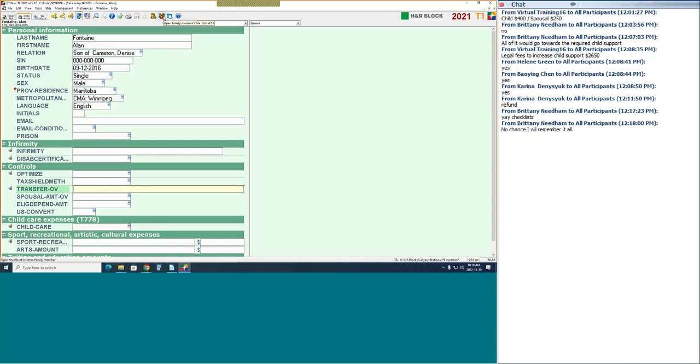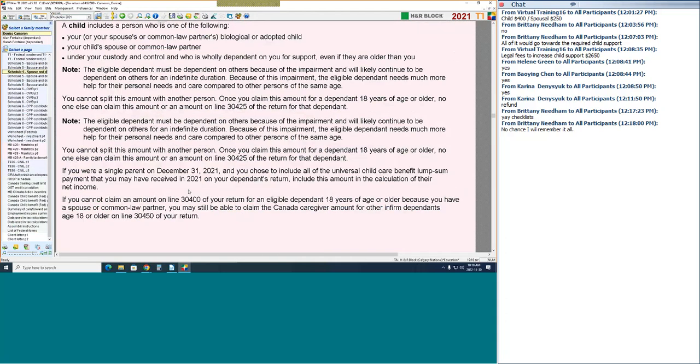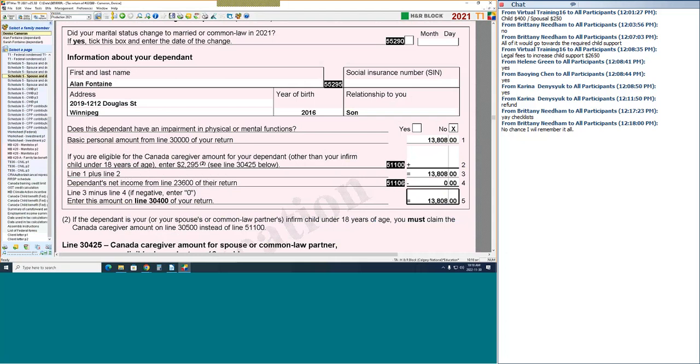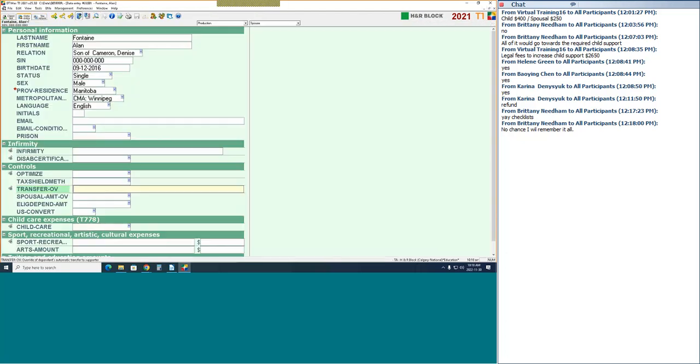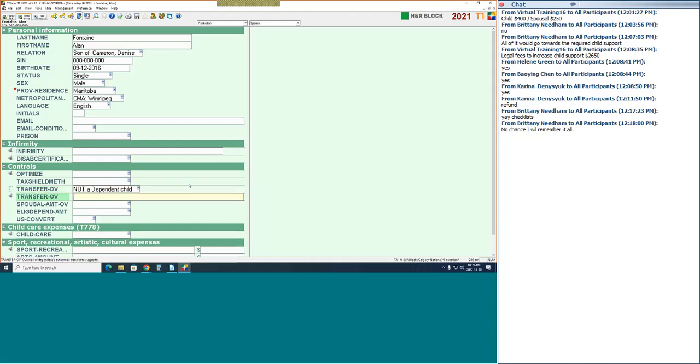If she's not eligible for an elder dependent, and I go into Alan and I do transfer OV, so right now, if I leave him in and I have a Schedule 5, you're going to notice on my Schedule 5 that she is claiming Alan as her elder dependent. If I don't want her to have an elder dependent and I go in here and say transfer OV, not a dependent child on Alan, what will the computer do? I have erased the elder dependent claim that the computer was giving her. What do we think will happen next?